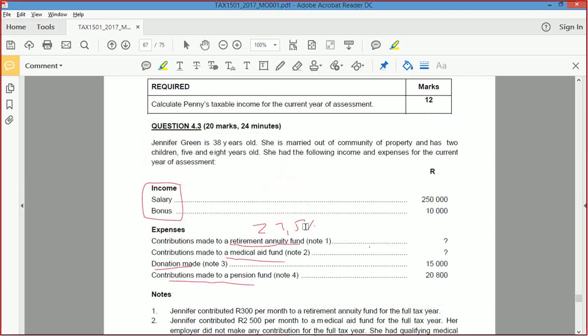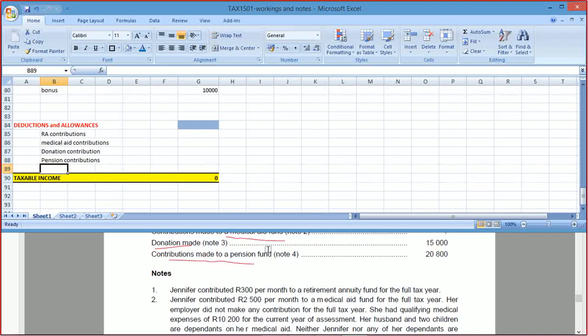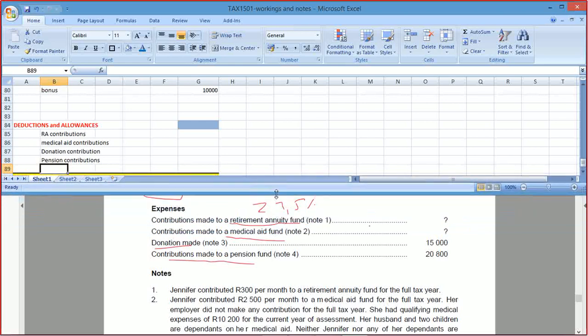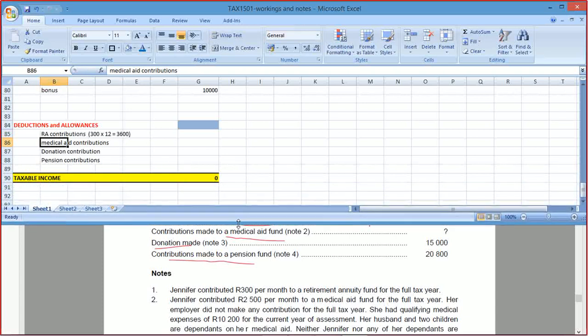Alright, so we've got those amounts. We need to read the notes. Okay, so note 1. Jennifer contributed 300 Rand per month to an RA for the full tax year. Okay, so we need to show that. I need to show brackets: 300 times 12, which is 3,600. Okay, there's the RA contributions. Right, so now I've looked at that.